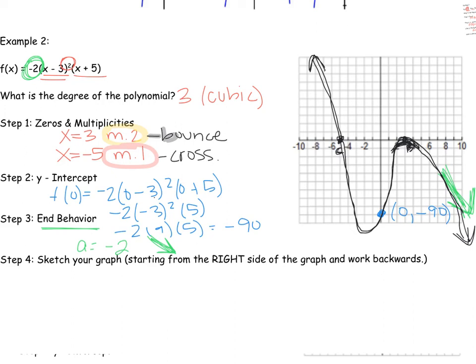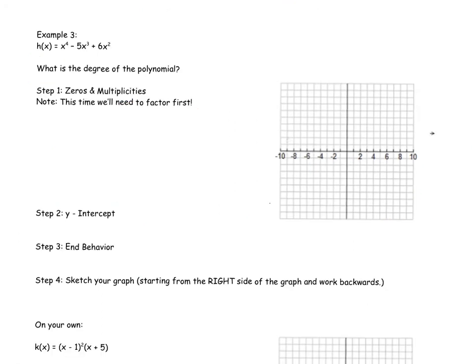We're going to try one more together where we have to factor, and we'll do lots of practice in class. For our last example, we will need to factor before we can find the zeros. So in this case, the degree is given to us. We're in standard form. It's a quartic function, meaning it has a degree of 4. The zeros and multiplicities. Well, we've got to factor first.